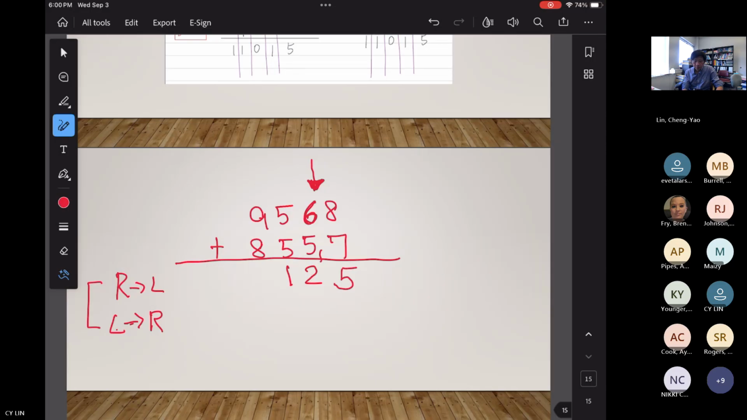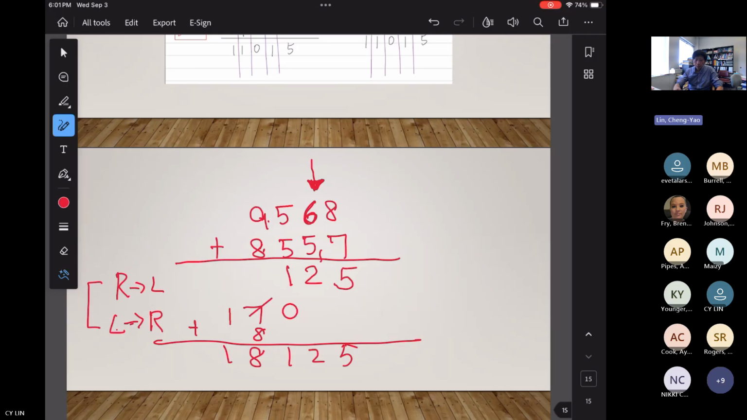Left to right, 9 plus 8. 9 plus 8, how many? 17. Are you with me? Then 5 plus 5, how many? It's a 10, right? So put down the 0, cross this out, make it an 8. And then the rest of it, 6 and 8, 5 and 7, we already did, right? So add together, what is the answer? 1, 8, 1, 2, 5. Does that make sense to you?